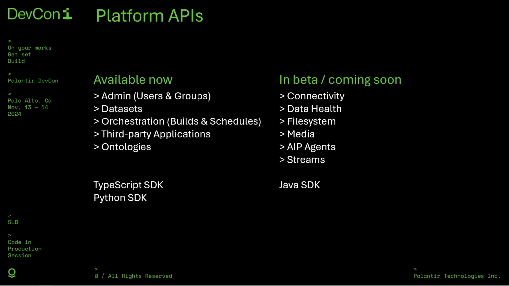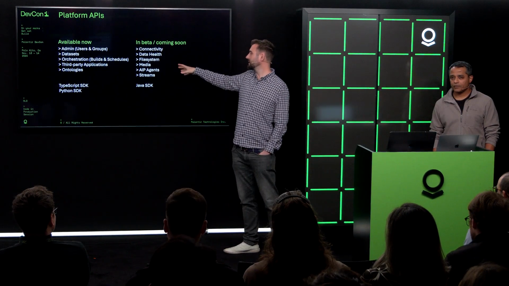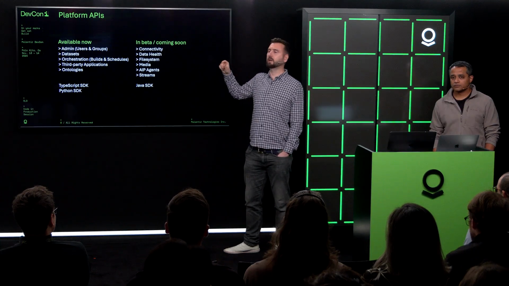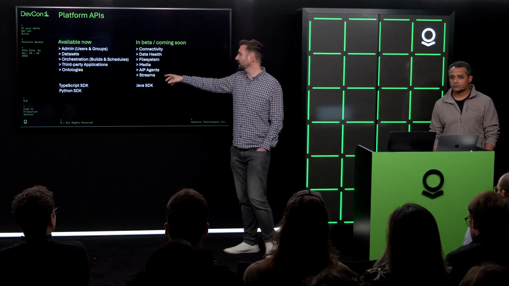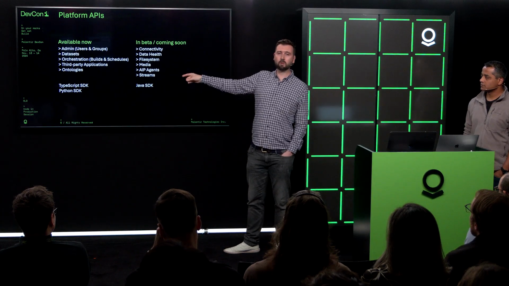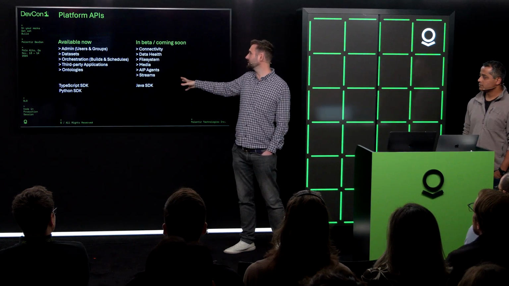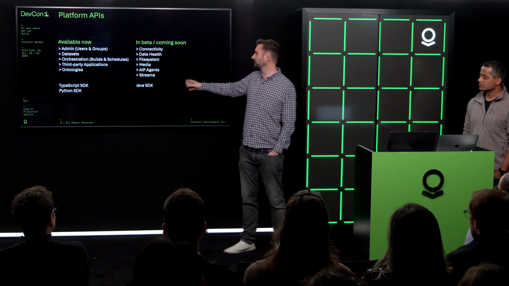AIP agents, so actually programmatically interacting with the agents that you've created in Agent Studio. That's all available. Media, so documents and images. These are all coming soon. I was working with a TypeScript SDK. We've already got a Python SDK available for you as well for the platform APIs. And coming soon, we'll have a Java SDK, which we know a lot of people are interested in.